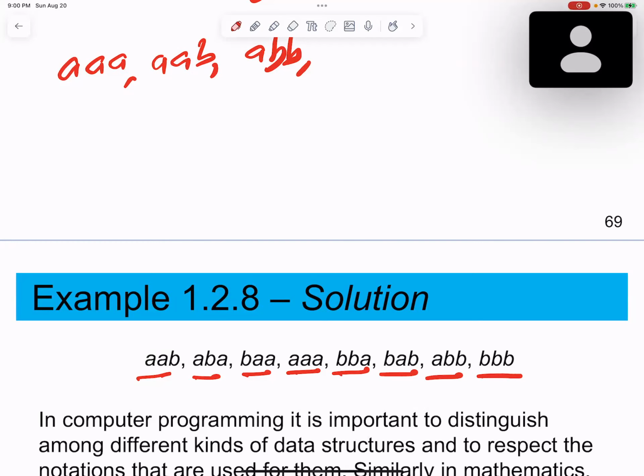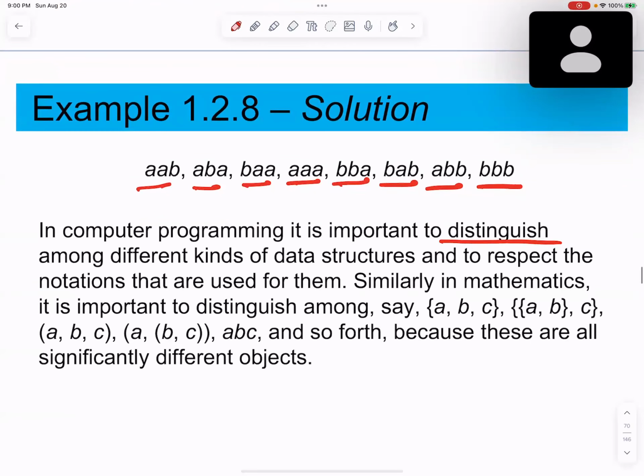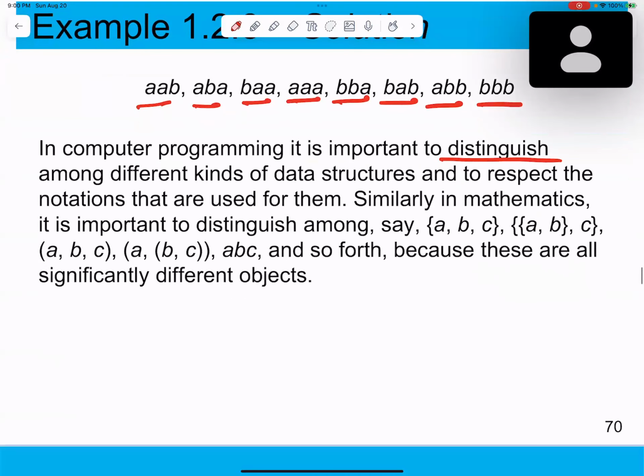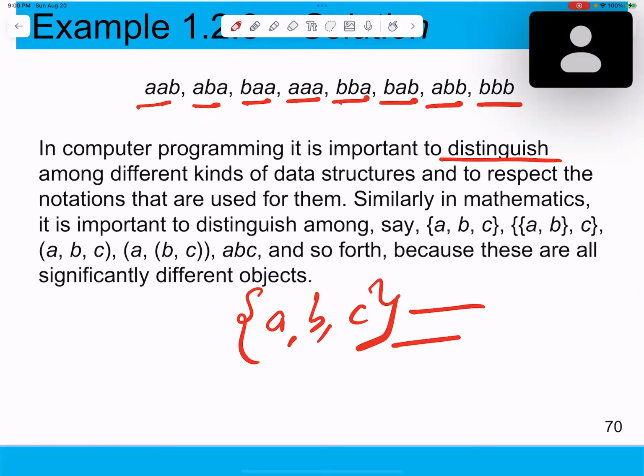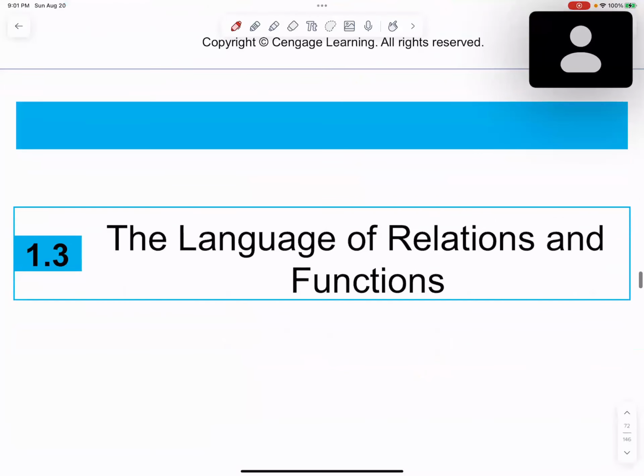And this is very, very important in programming. In computer programming, it is important to distinguish among different kinds of data structures and to respect the notations that are used. So you have to be very careful. This notation here in discrete mathematics is not the same thing as parentheses. This is a set. This is an ordered pair, which are not the same. They are different objects.